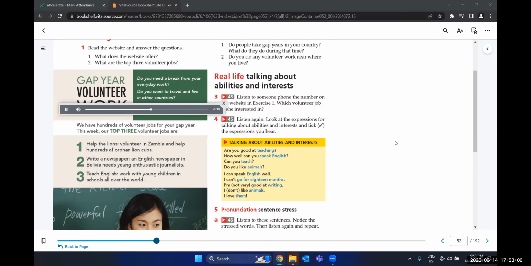Can you write? There's an English newspaper in Libya. Being journalist, but it's for 18 months. No, I can't go for 18 months. And I'm not very good at writing. Is there anything else? You like animals? I love them. Well, the job in Zambia. It's with lion cubs. Interesting. What's the job exactly?